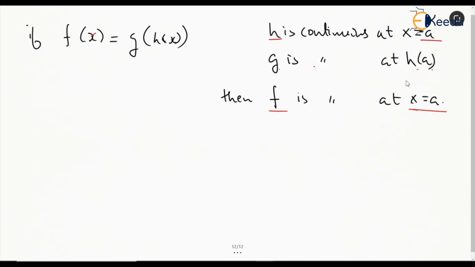Why? Because for g of h of x, for g we have the variable h of x, and now g is continuous at h of a, where h is continuous at x, then f becomes continuous at x, right? So these are some of the requirements for continuity, and we can check some questions on this.